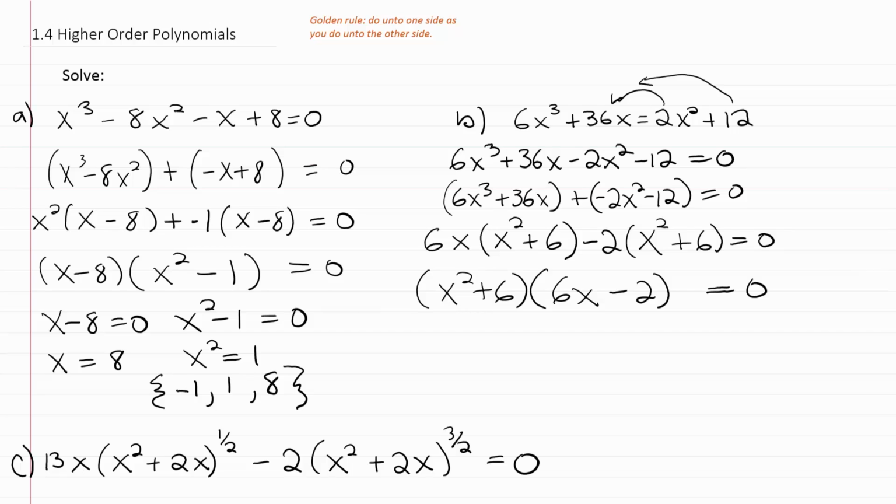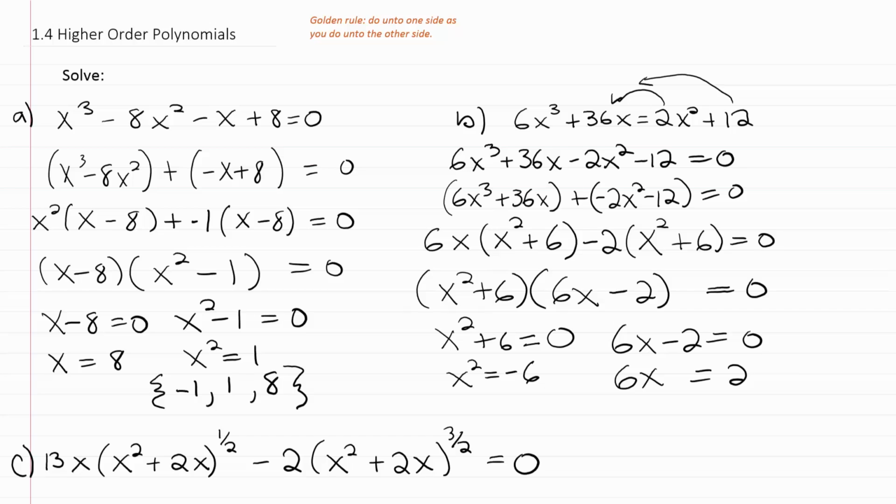Now from here, we have a factored polynomial set equal to 0, so we can apply the 0 factor property. So we're going to have x squared plus 6 set equal to 0, and 6x minus 2 set equal to 0. So x squared plus 6 equals 0 means that x squared is equal to negative 6. And then we have 6x is equal to 2 on the other side. We can solve the one on the right pretty easily, divide both sides by 6, and we end up with x is equal to 2 over 6. And of course, that can be written as just 1/3.